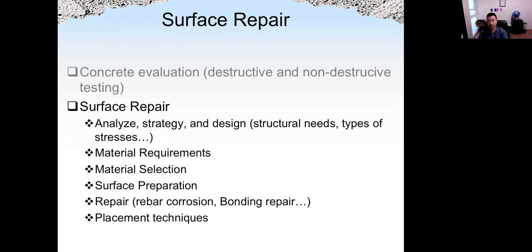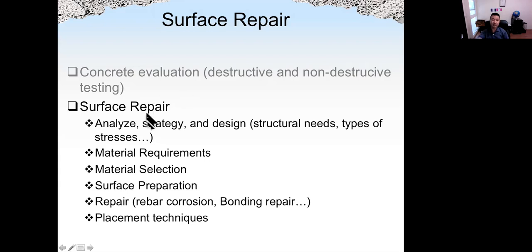based on material requirements and how much load and how much shrinkage the material may experience. And then we select the type of material to use. After that, we're going to prepare the repair surface. We also talk about repair for rebar corrosion, or bonding repair. And finally we'll talk about the placement techniques depending on the size of the job or property of the repair material such as viscosity. We may select different types of placement techniques.